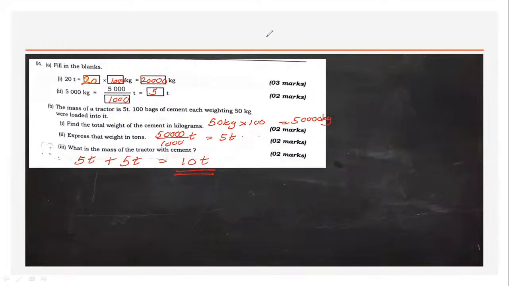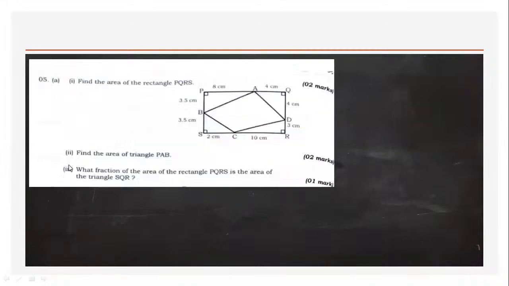Question number 5. Find the area of the rectangle PQRS. You already know how to find the area of a rectangle, length into breadth. So what is the breadth here? 3.5, 3.5, 7 centimeter. Length is 8 and 4, 12. Here 2 and 10 also 12. Then 12.